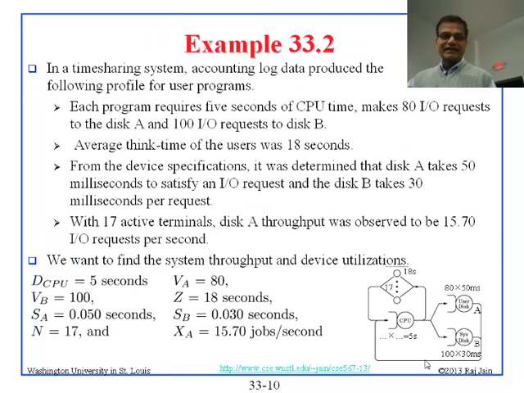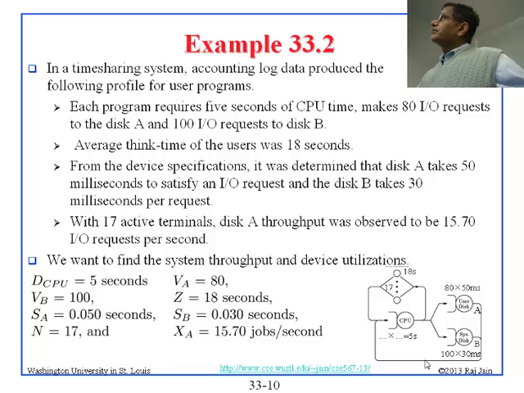All right, let's take an example. In a time-sharing system, an accounting log produces the following profile for user programs. Each program requires 5 seconds of CPU time, makes 80 I/O requests to disk A and 100 I/O requests to disk B. And the average user think time was 18 seconds. So this is the 18 seconds here, the user think time.